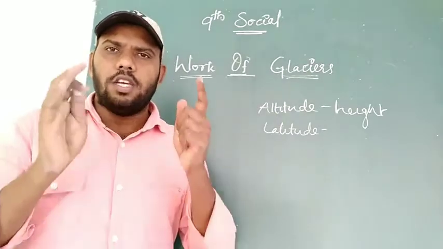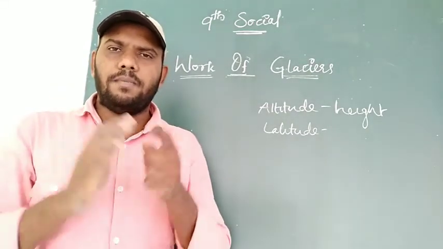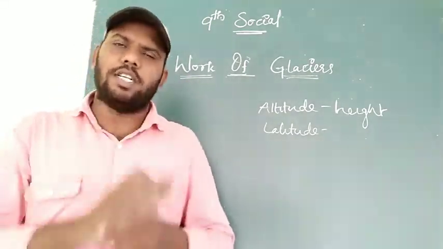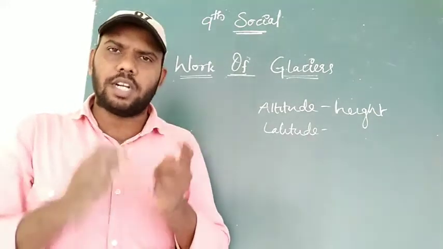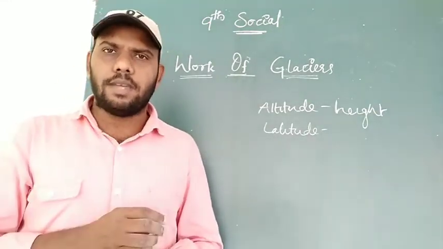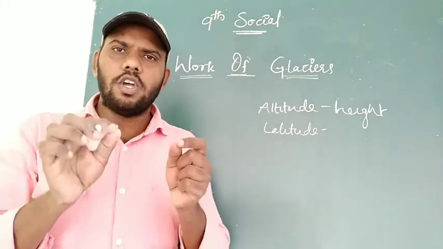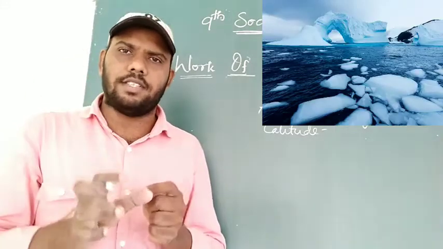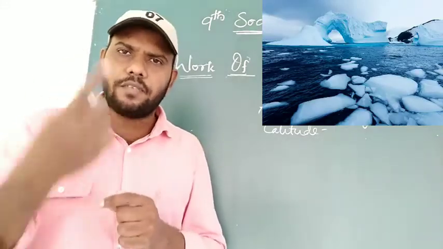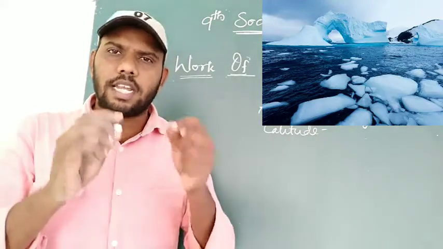Yes. Okay. So the glaciers will move downward. Sometimes glaciers will move downward. So what does glacier mean? We can understand it as a slow moving mass of ice. Sometimes we can call it a river of ice.